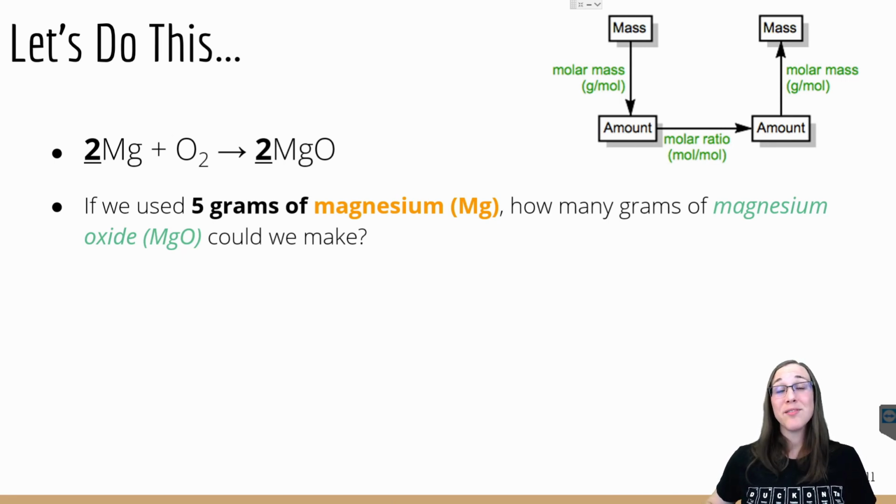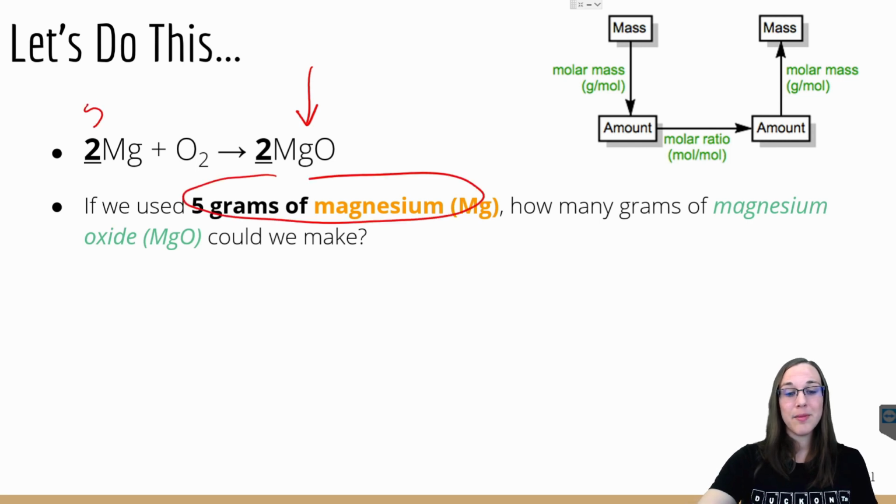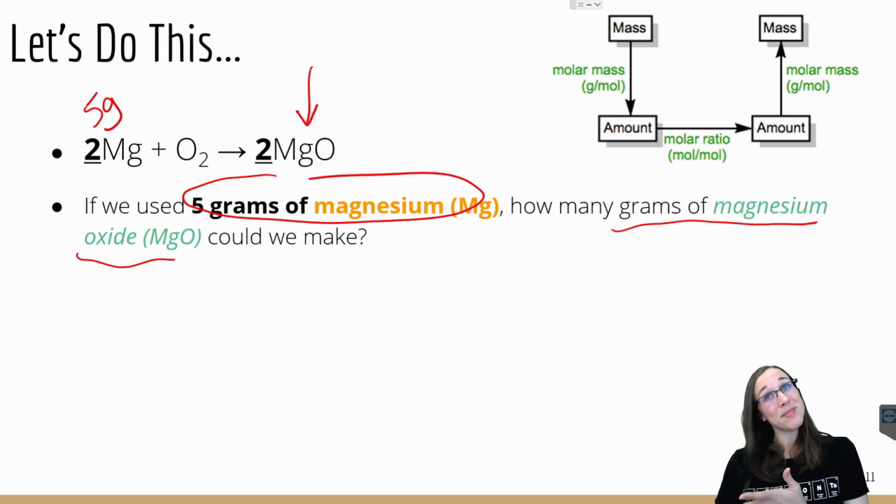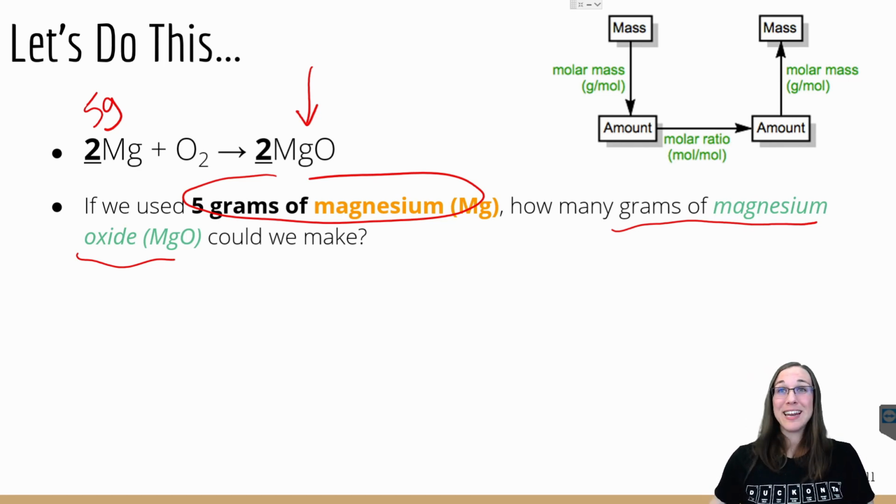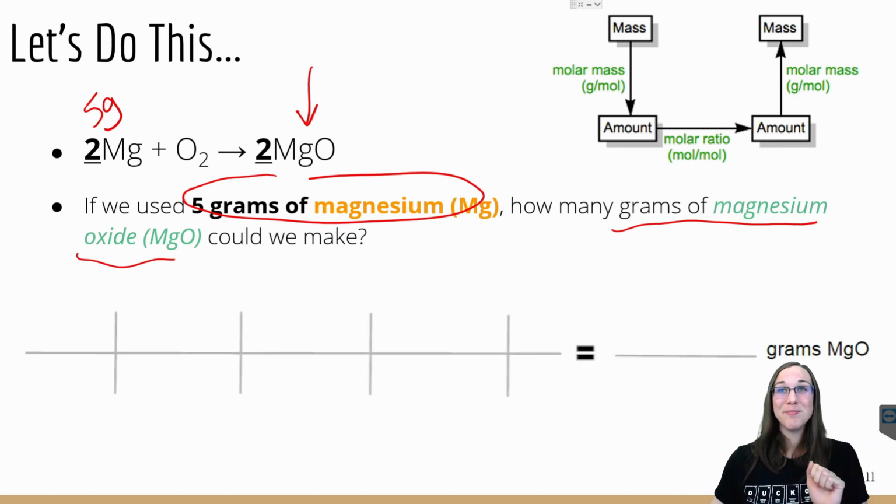If we used 5 grams of magnesium, so magnesium ribbon, I cut a piece, it was 5 grams of it, how many grams of magnesium oxide, our product, could we make? Let's note first that I'm given 5 grams of my reactant, and I'm asked for something different, grams of magnesium oxide, which is a completely different chemical. If we're going from one thing to something completely different, that's a dead giveaway that we need a magical line to freedom. In this magical line to freedom, I have my equal sign, a space for my answer, and my goal units at the end, so I know where I'm going.